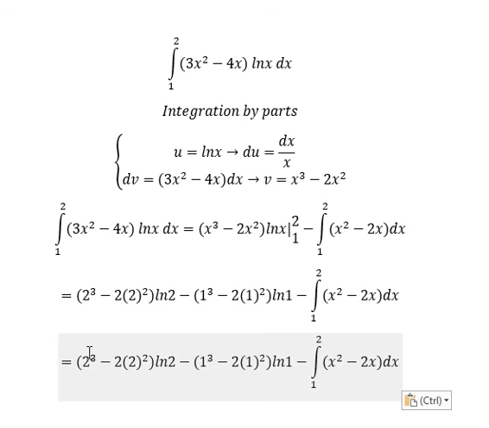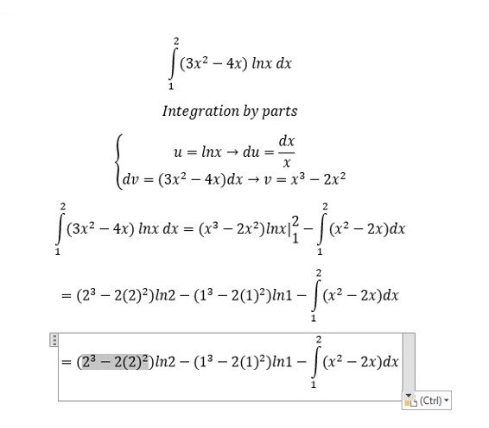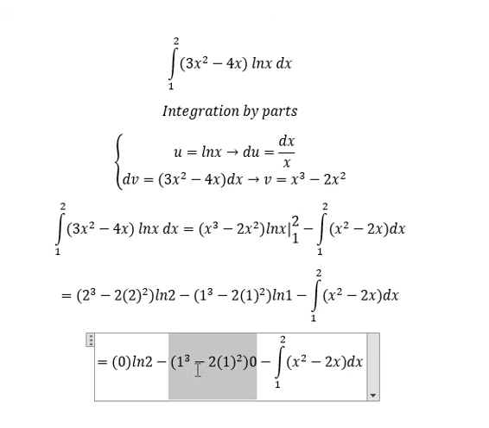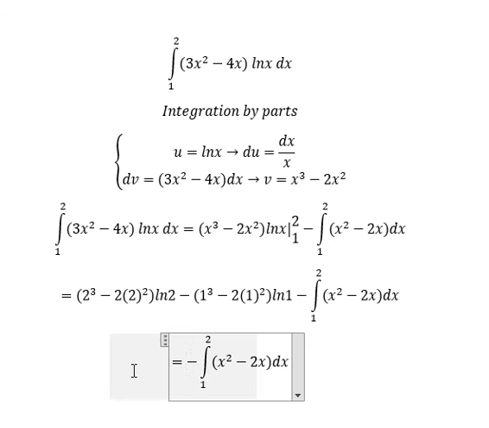So we calculate this one, and we have number 0. This one we have number 0. So this one you got number 0.